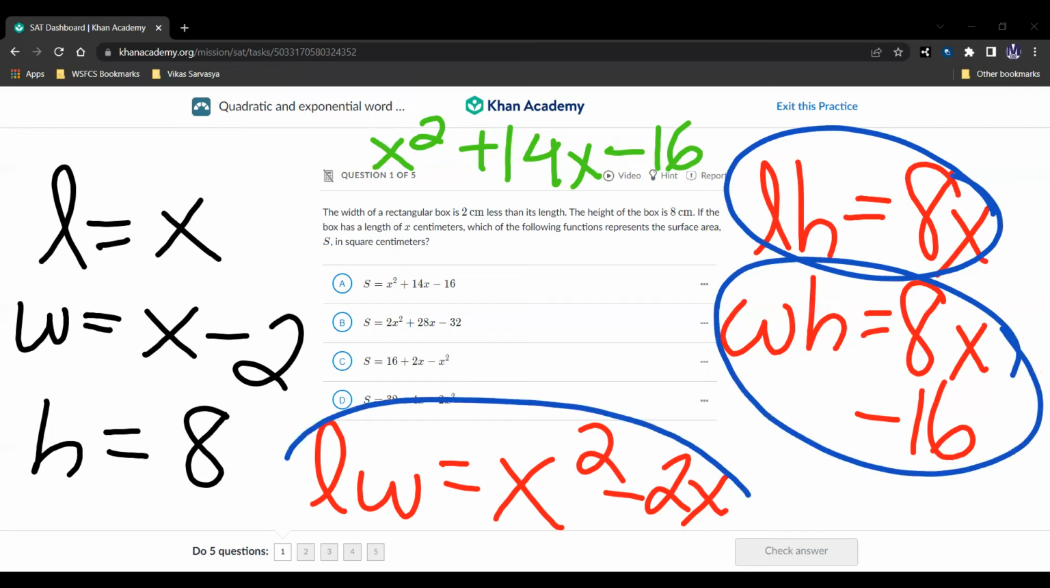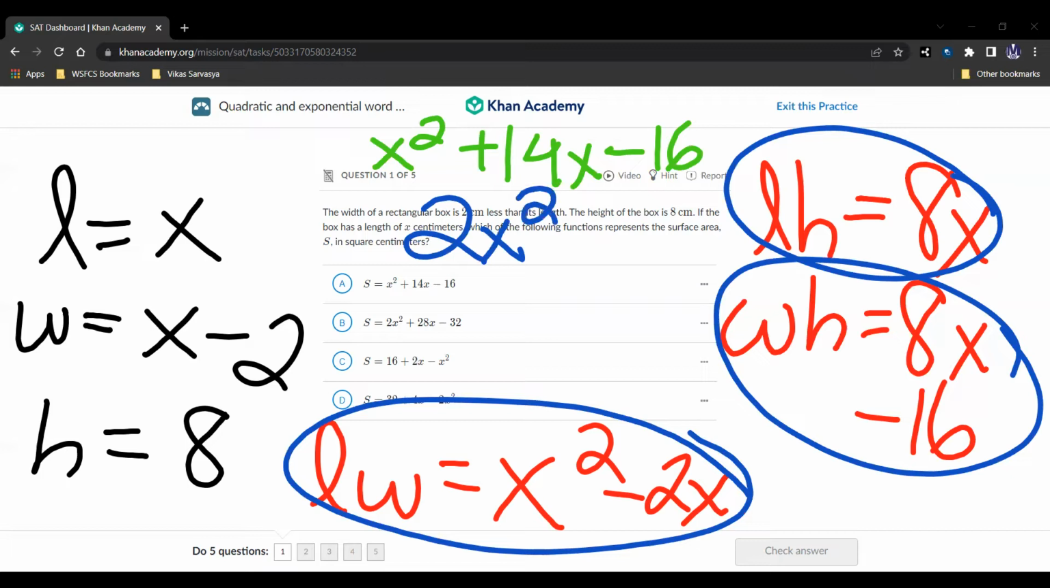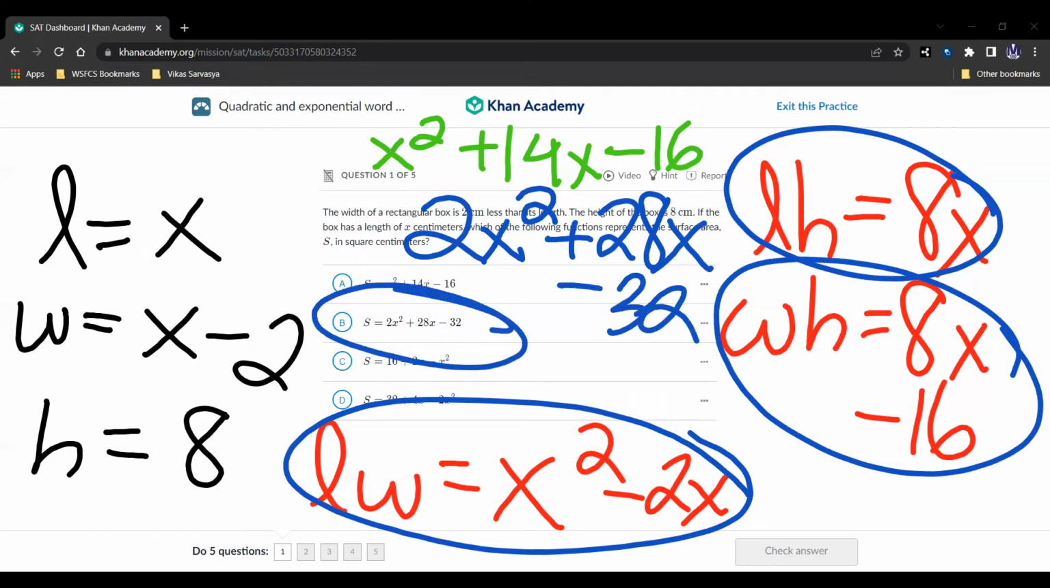All 3 of these have 2 surfaces. So we double that to get 2x squared plus 28x minus 32, which is choice B right there.